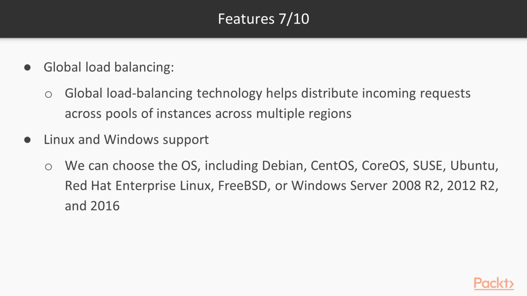Global load balancing technologies help you distribute incoming requests across pools of instances across multiple regions, so you can achieve maximum performance, throughput, and availability at low cost. GCP offers a large collection of OSs that you can install on your virtual machines. You can also use shared images from the Google Cloud community or bring your own.